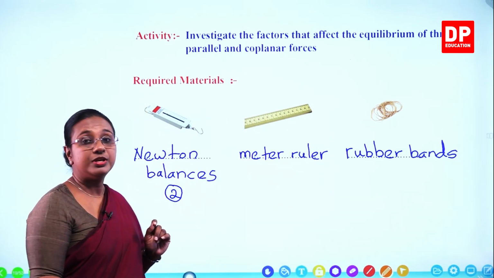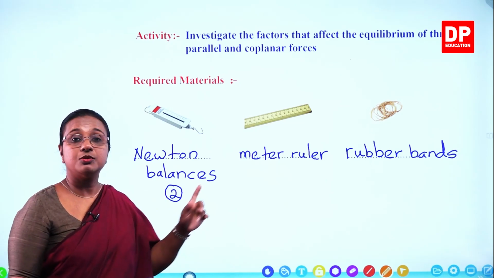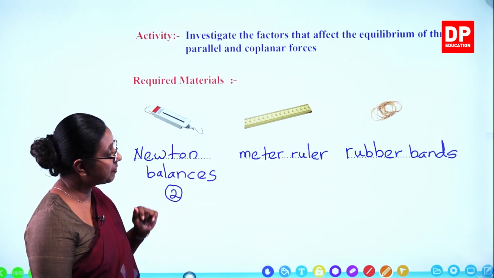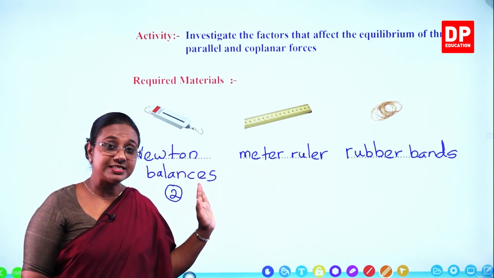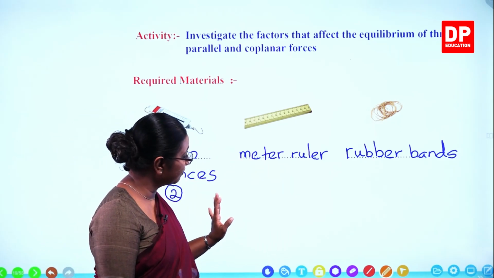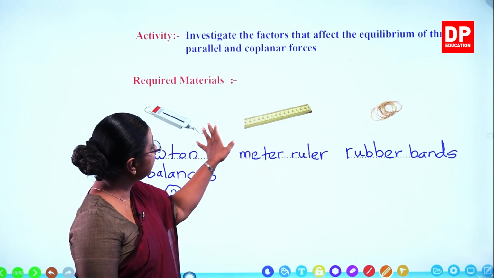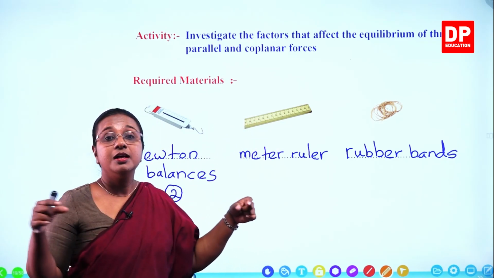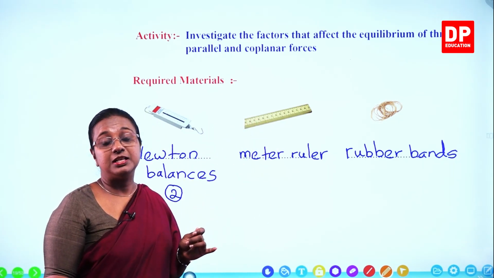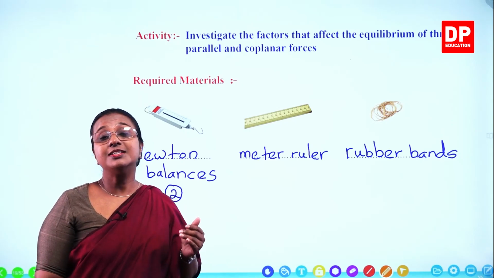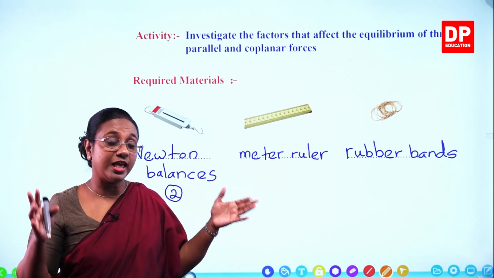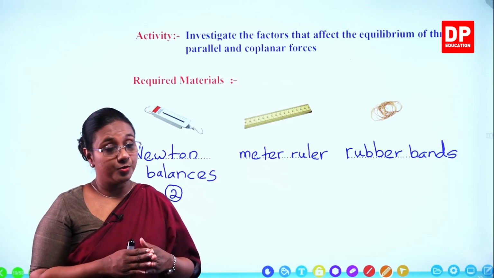So we need two Newton balances, a meter ruler, and we need rubber bands. And students, in this activity, although it's not specified here, when I will be doing the activity, I will need to attach a small strip of wood to the meter ruler in order to increase the weight of the meter ruler so that we can get the readings more clearly.